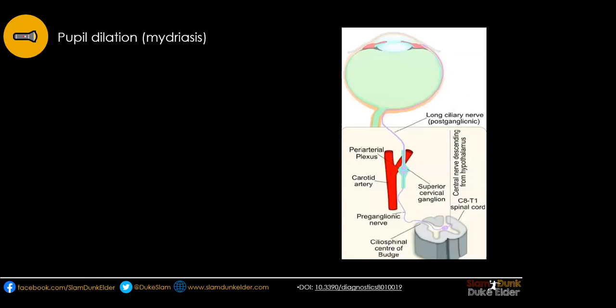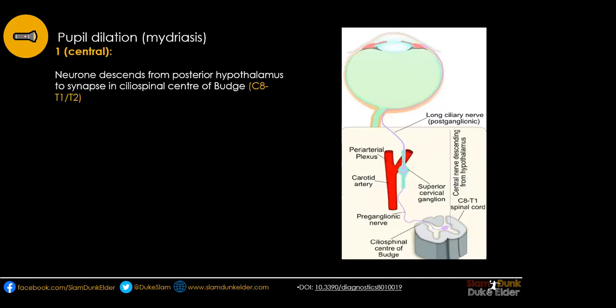Okay, so we didn't talk about this last time. This is what causes pupil dilation, and this is under the sympathetic nervous system. So you've got your first order neuron, or your central neuron, and that starts up here, in the posterior part of the hypothalamus. The neuron's going to descend down the ipsilateral side, and it will synapse in what we call the ciliospinal center of Budge, which is C8 to T1 or T2. That's where it will synapse. And that's your central neuron.